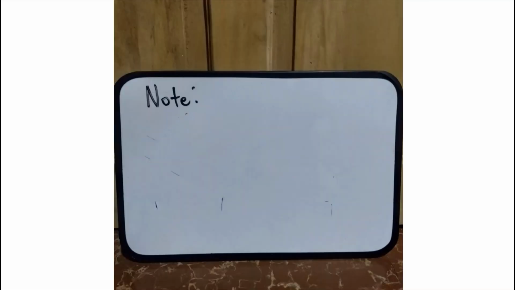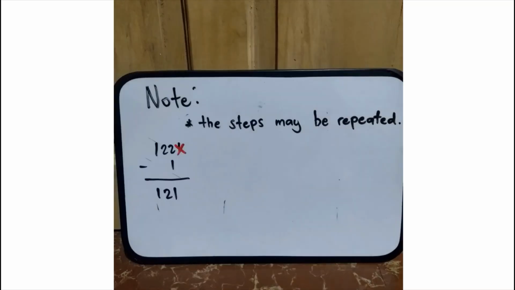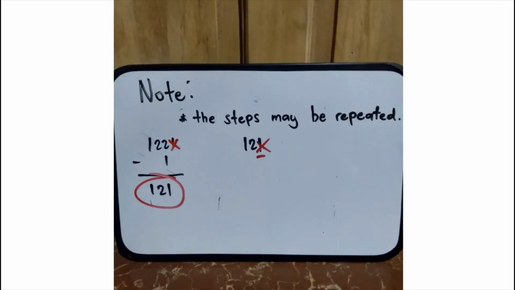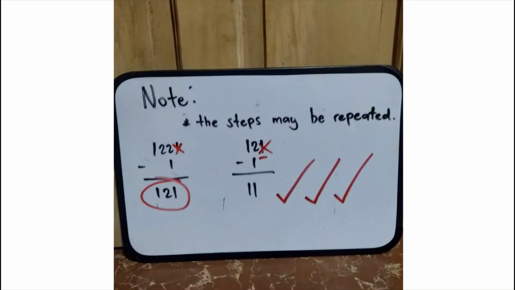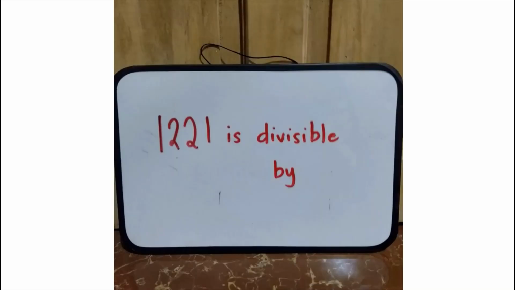Note, we could still repeat the process if the remainder is still too large to determine if it is a multiple of 11. Just like 121, the ones digit is 1. Subtract it from 12, we'll get 11. Since 11 is the remainder, the condition is satisfied. Hence, 1221 is divisible by 11.